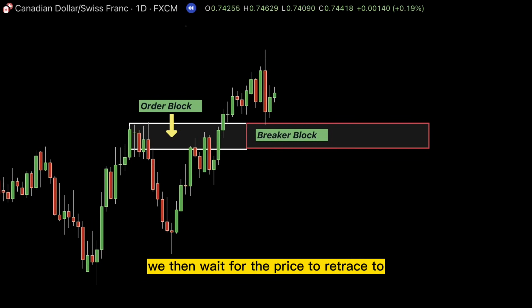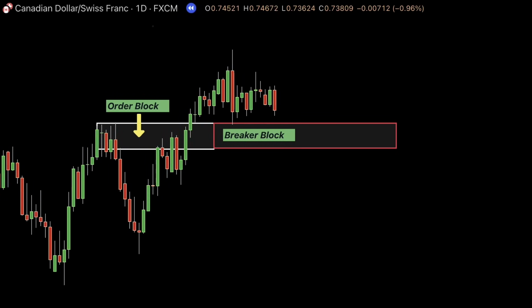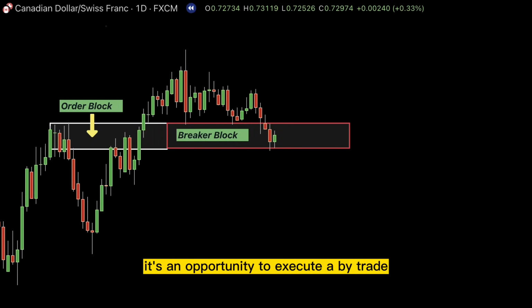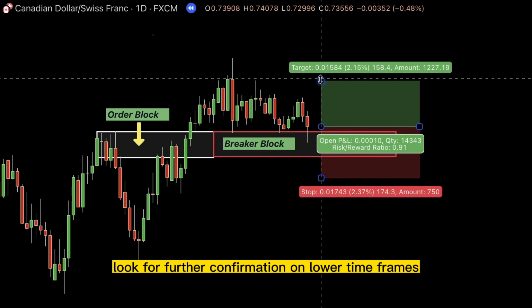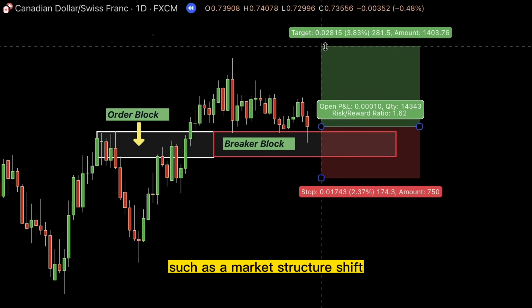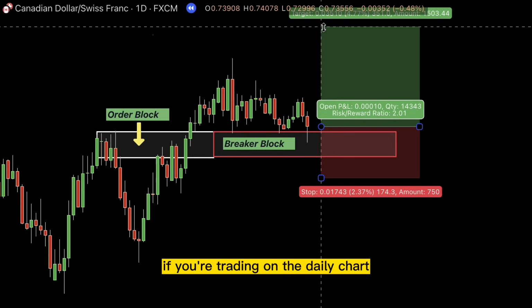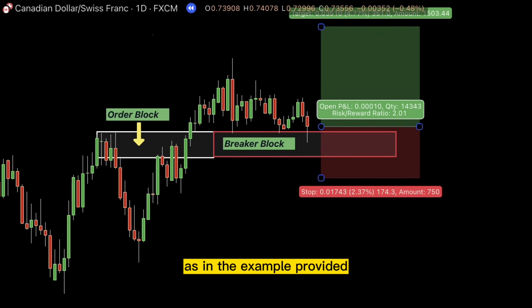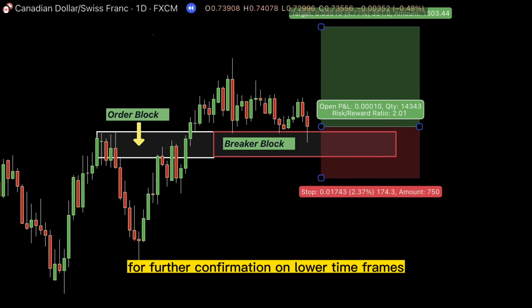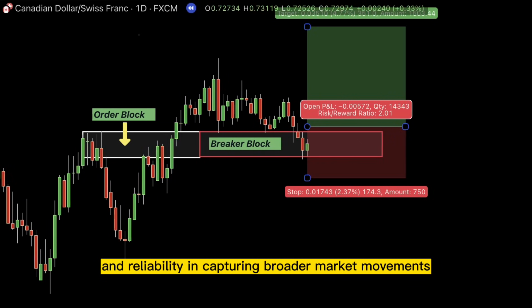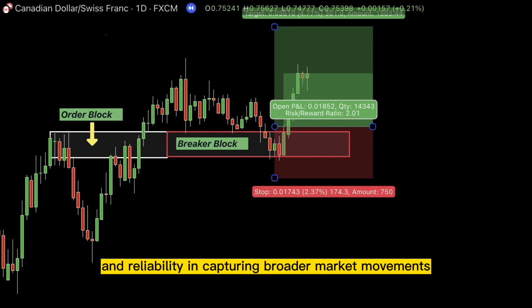We then wait for the price to retrace to the bullish breaker block. When the market tests this area, it's an opportunity to execute a buy trade. Look for further confirmation on lower time frames, such as a market structure shift or rejection from the bullish breaker block zone. If you're trading on the daily chart, as in the example provided, there is no need to look for further confirmation on lower time frames or conduct a top-down analysis. The daily chart inherently offers higher probability setups due to its strength and reliability in capturing broader market movements.